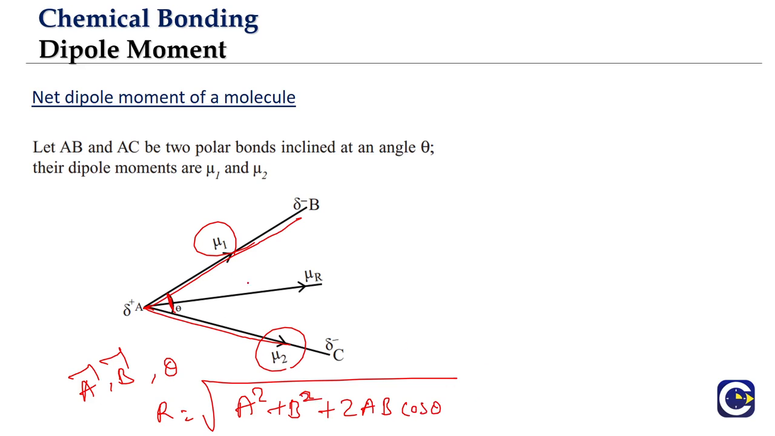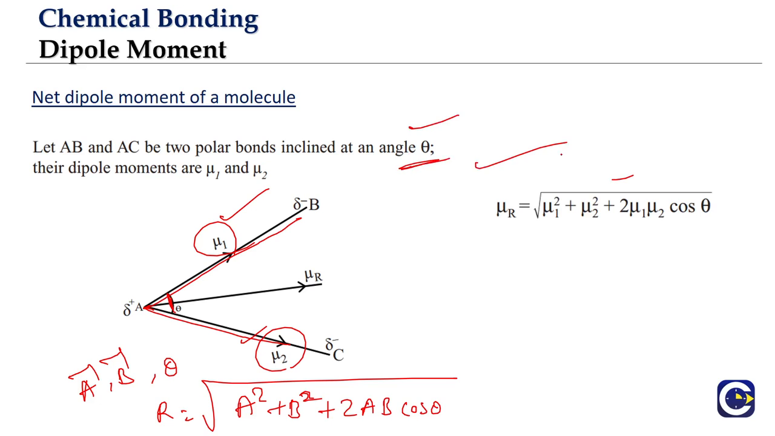Now in the same way, you have two dipole moments, mu1 and mu2, and the angle between them is theta. So the resultant dipole moment mu r can be given by the same concept: root of mu1 square plus mu2 square plus 2 mu1 mu2 into cos theta.